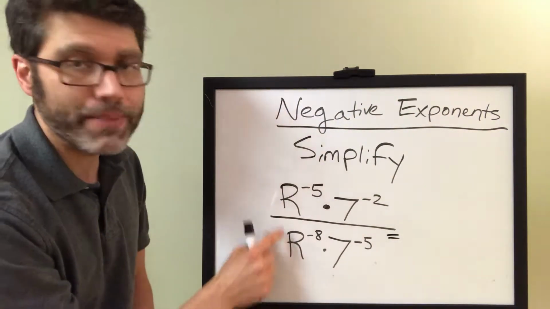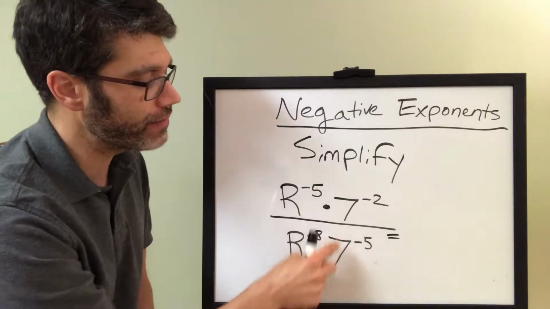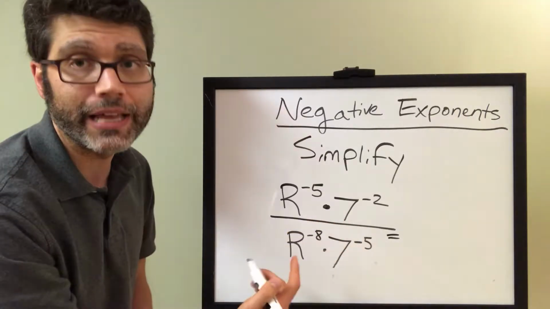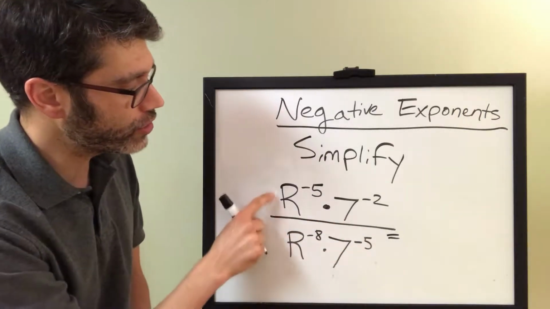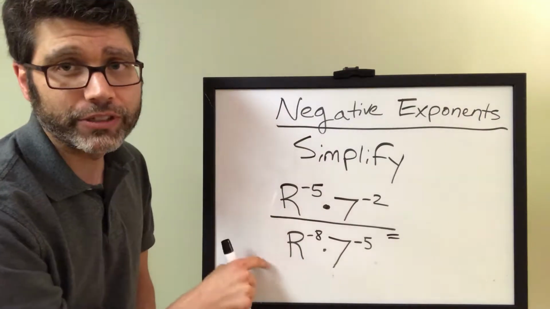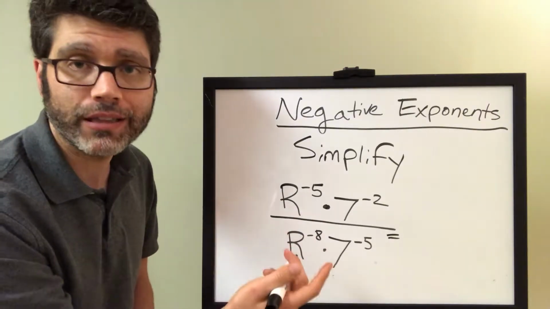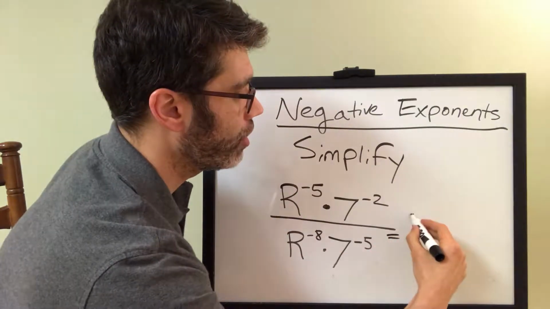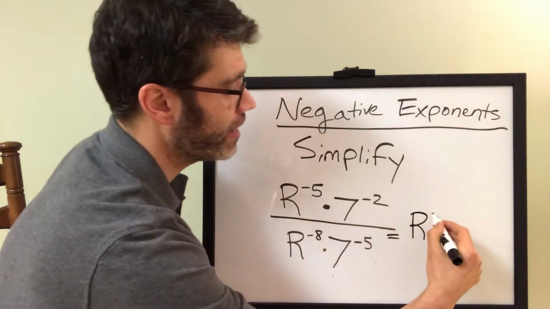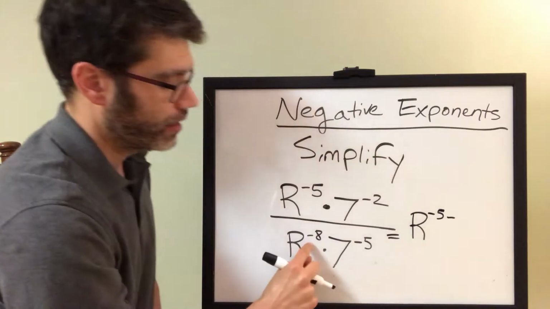We have like bases here. These r's are the same, so we call them like bases. These 7's are the same, so we call them like bases. So here, let's just take these r's. When we're dividing like bases, what do we do to the exponents? We subtract them, okay? So this will be r to the negative 5 minus negative 8.